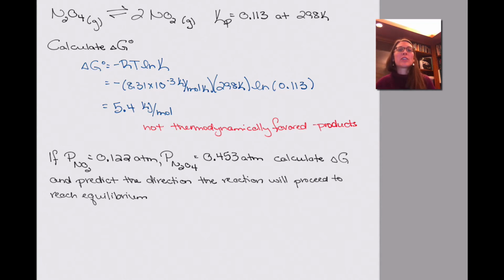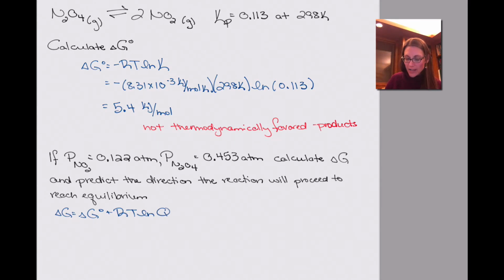But what now happens if we change our conditions? So we're not under standard conditions. So now if we come in and we take a look at different pressures. Let's take this to a pressure where the pressure of NO2 is 0.112 atmospheres, and the pressure of N2O4 is 0.453 atmospheres. Let's calculate delta G in this situation. And so again, the equation we're using here is delta G is equal to delta G naught plus RT ln of Q, because we are no longer at equilibrium.